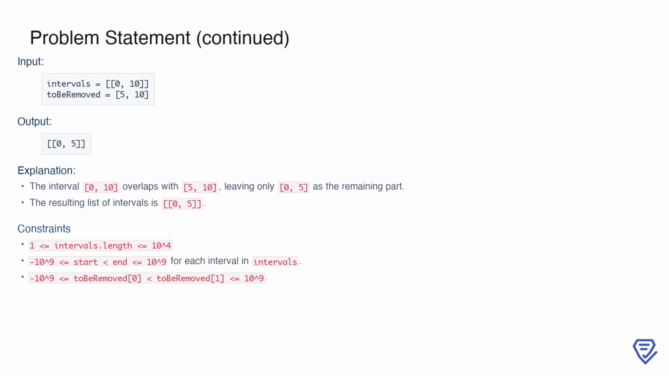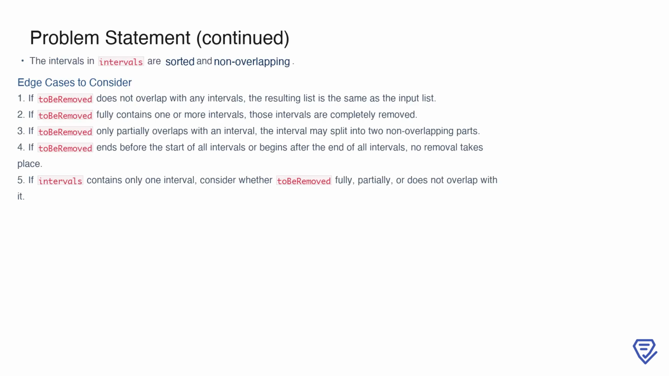Additionally, the constraints of the problem specify that the number of intervals can go up to 10^4, and the interval values may range between -10^9 and 10^9. This wide range highlights the need for an efficient solution. The intervals in the input list are guaranteed to be sorted and non-overlapping, which simplifies the problem slightly.